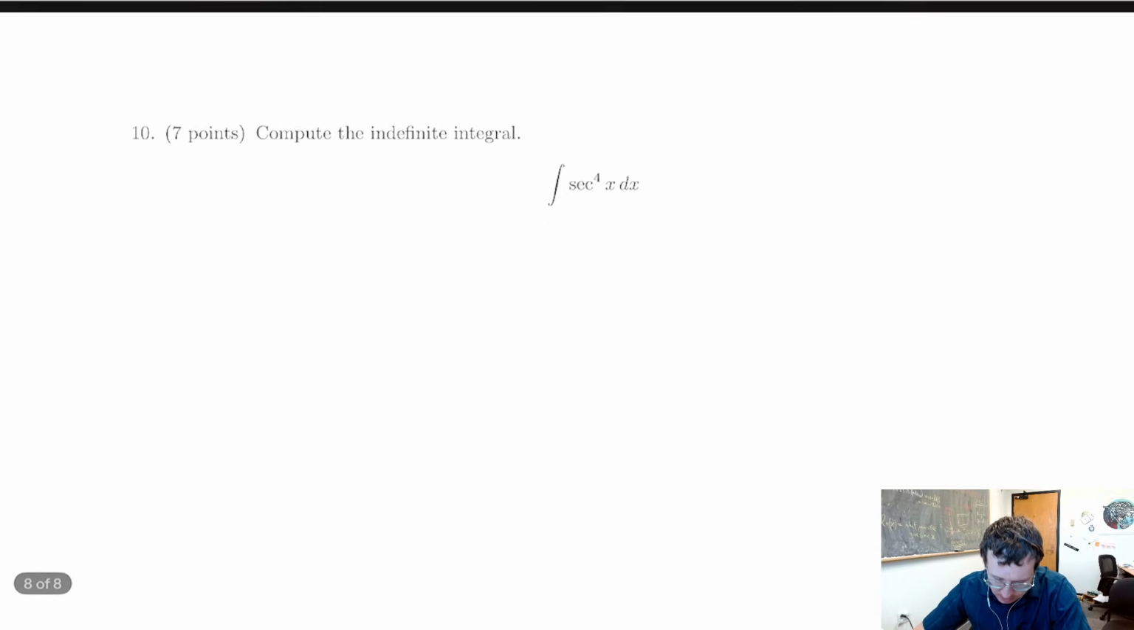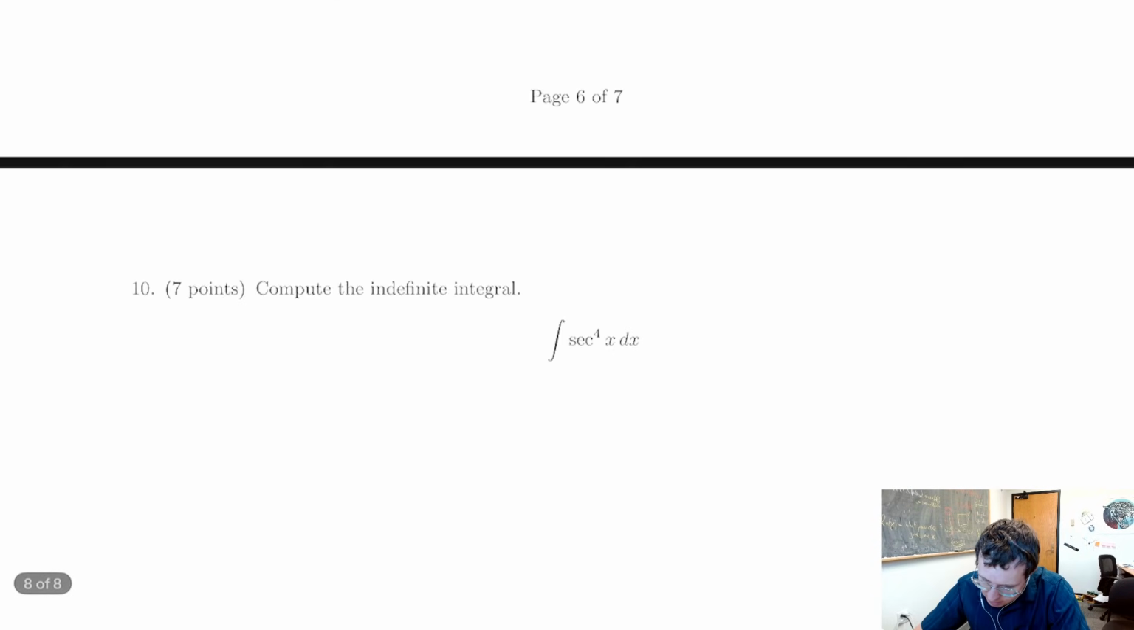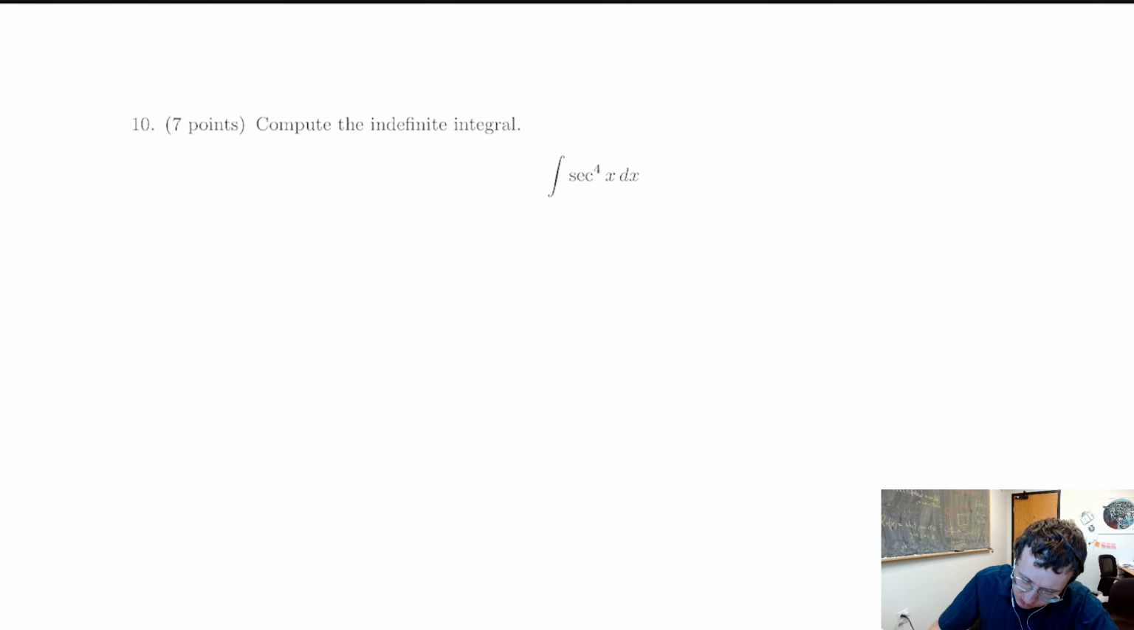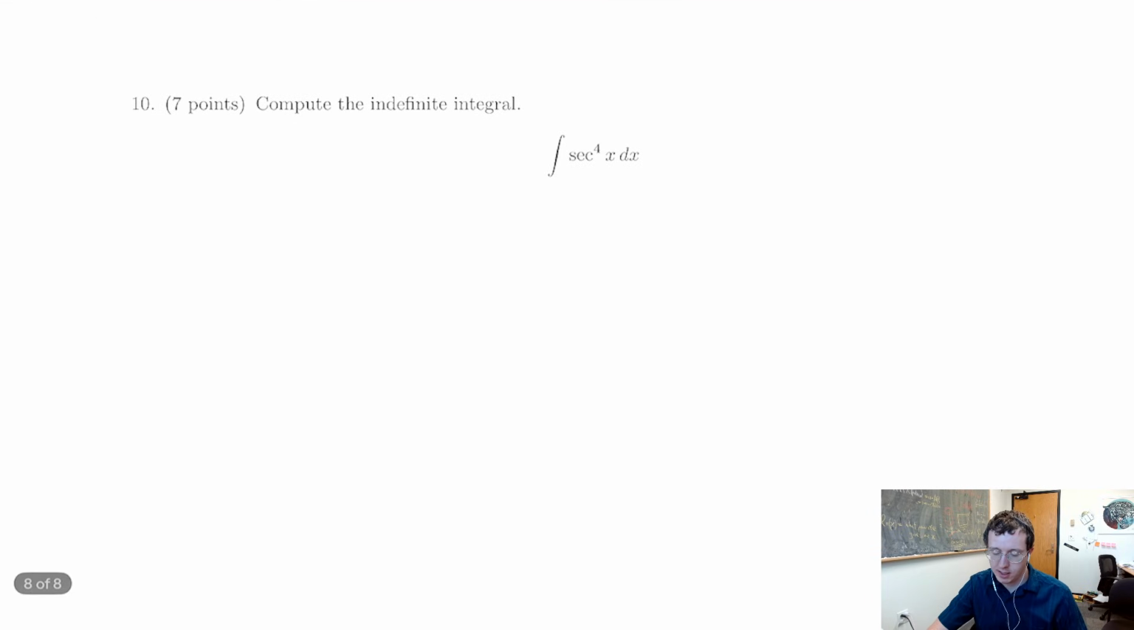Alright. Is this the last problem? This is the last problem on the Spring 2023 Midterm 1. Integral of secant to the 4th x. Oh, yeah, we almost did this one earlier, back when I made the mistake on that. It was the one where we had to identify the trig sub, but not actually carry it out.